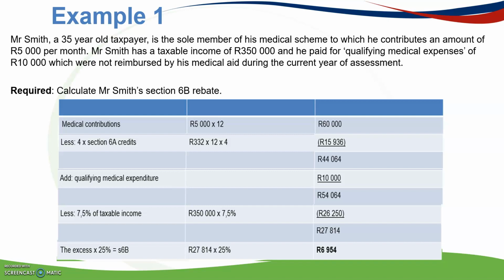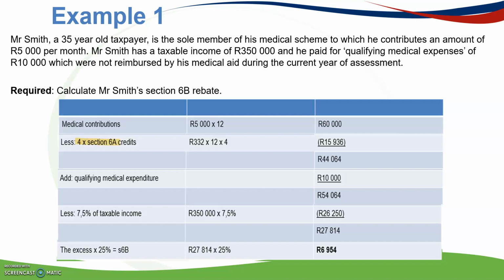Remember, if the taxpayer's employer made contributions on behalf of the taxpayer, then you will need to add those contributions here as well, because they will be deemed to have been made by the taxpayer as well, right? And then you less 4 times. So let me just highlight the most important things. It will be 4 times the 6A credits. You less that from the contributions.